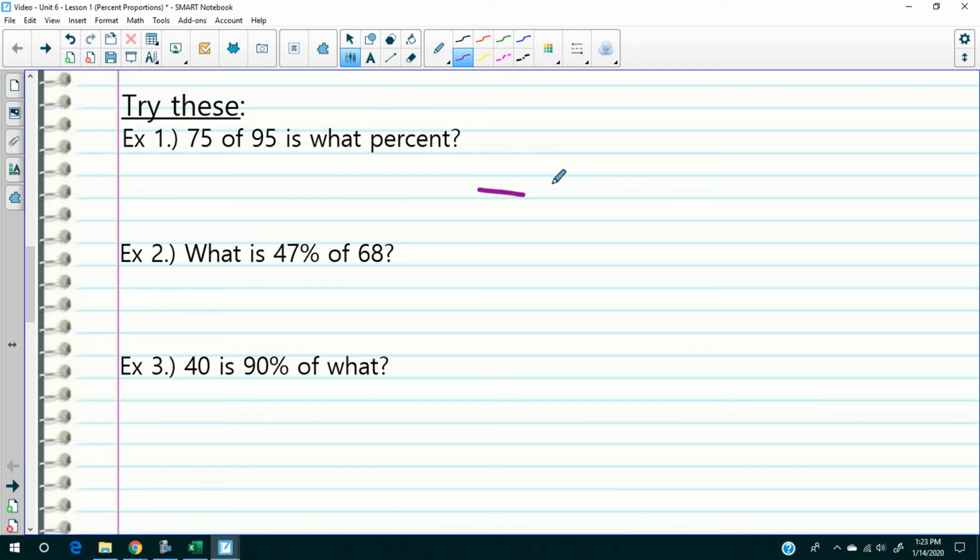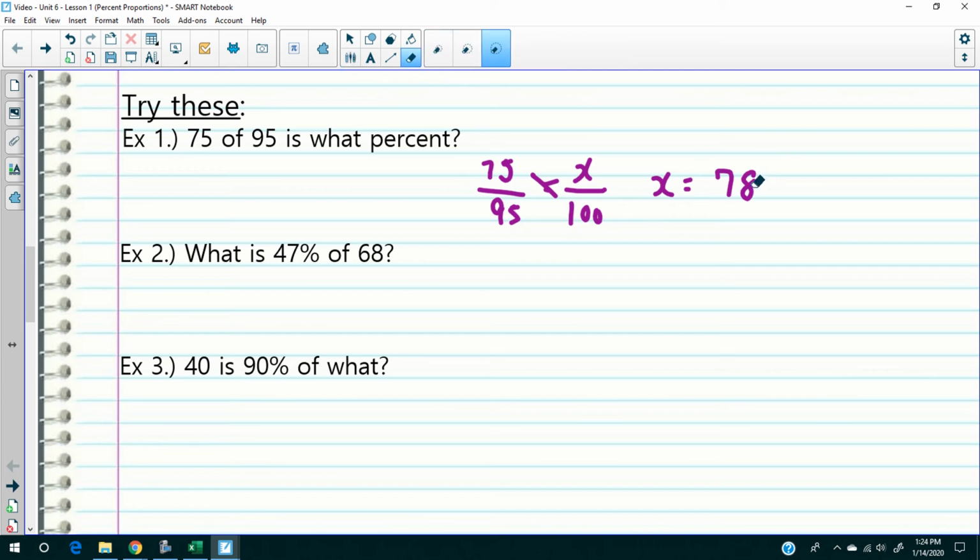Okay, and we're back. So let's take a look. Now let's see. 75 out of 95 is what percent? All right. So that's a type B question, right? So I can cross multiply. 75 times 100 is 7,500, divided by 95. What do you got? Now I'm gonna have to round here. With percent, you could round to the nearest percent. So it originally was 78.9 something percent.